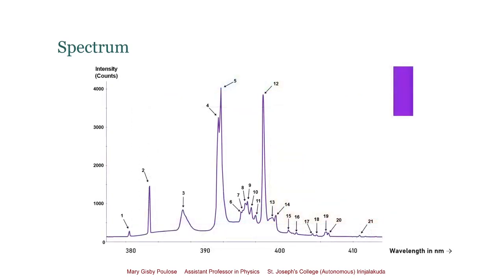Now, even in that spectral region, if I confine my spectrum only to the violet region, if I study the wavelengths only in the violet region, I can see that in the violet region ranging from 380 to 410 nanometers, again, we have particular wavelengths of different amplitudes.